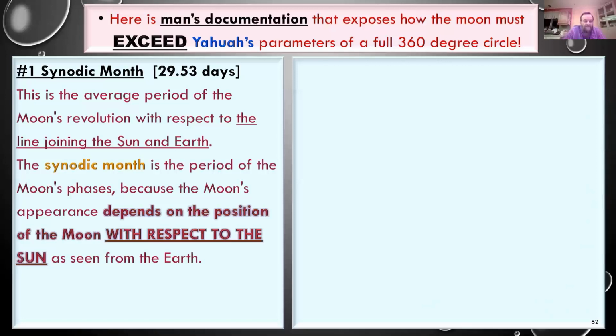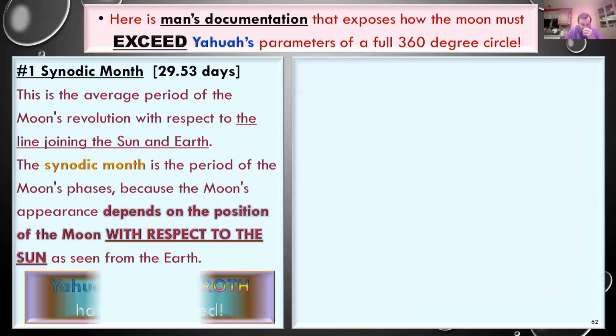The synodic month. This is the average period of the moon's revolution with respect to the line joining the sun and earth. Has anyone seen anything written in the scriptures about a line that is to be joining the sun and the earth? I have not seen that. I will continue. The synodic month is the period of the moon's phases because the moon's appearance depends on the position of the moon with respect to the sun as seen from the earth. Yahuwah's Matzeroth has been ignored.